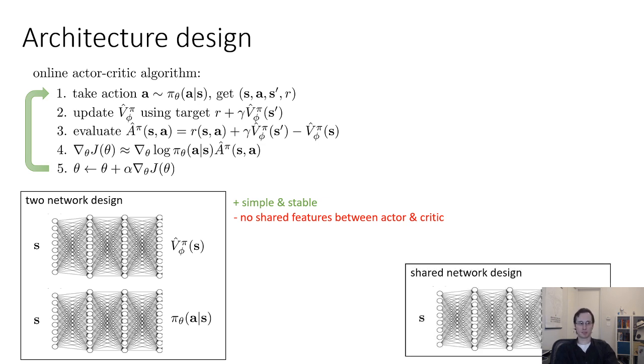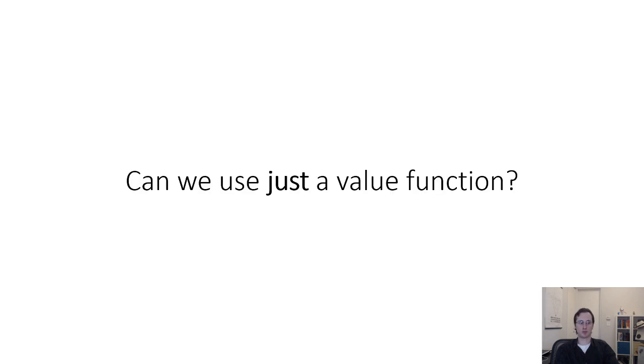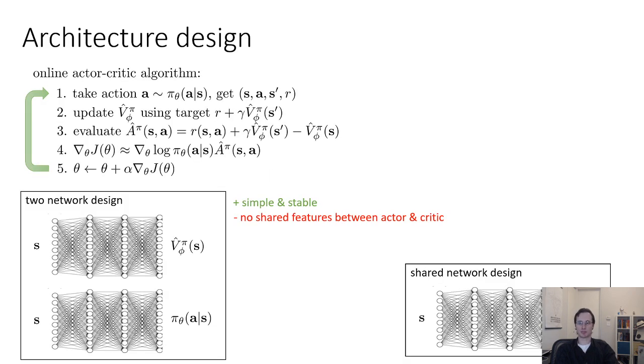So a more advanced design, a shared network design, is one where, and I apologize that it's cut off on the slide, you have a single neural network with two separate heads, one head for the value and one for the policy. That allows you to share representations, but can be a little bit less stable to train.